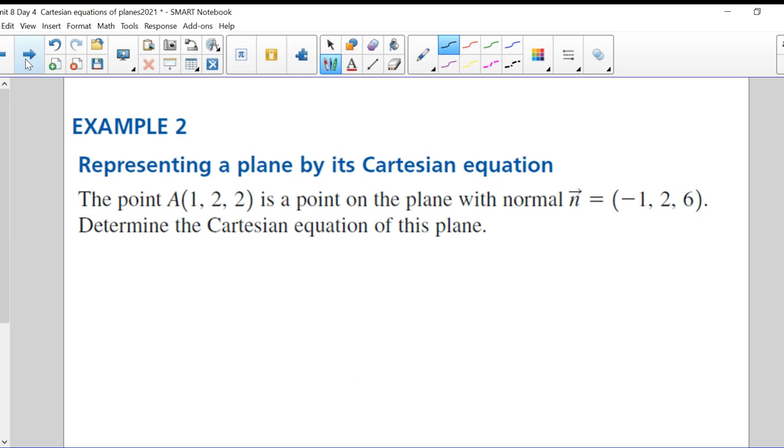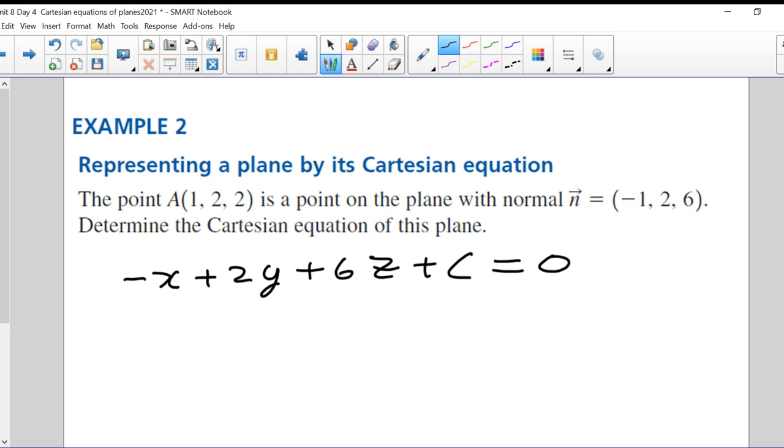They give you a point on the plane with a normal of this. Determine the Cartesian equation of the plane. Well, this is easy now. This is so easy at this point. If they didn't give us the normal, we had to do some work to get the normal. They gave us a normal, right? So if we have the normal, we can say, okay, that means it's -x plus 2y plus 6z plus c equals 0. There's your starting point right there. Just use the components of the normal to start setting up your coefficients for the Cartesian equation.